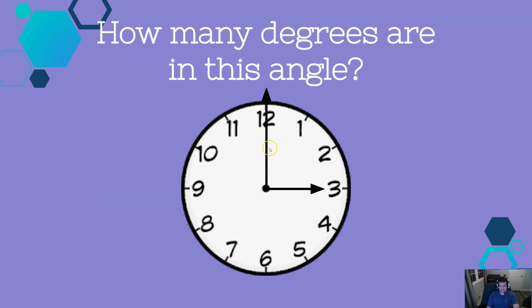How many degrees is this angle? Well, can't you see that it's a right angle? So this would be 30 plus 30 plus 30, which would be 90 degrees.